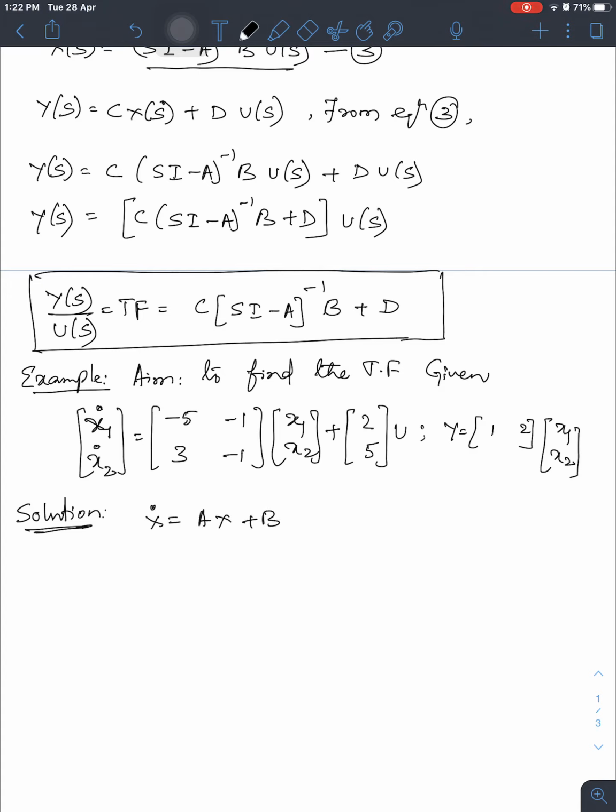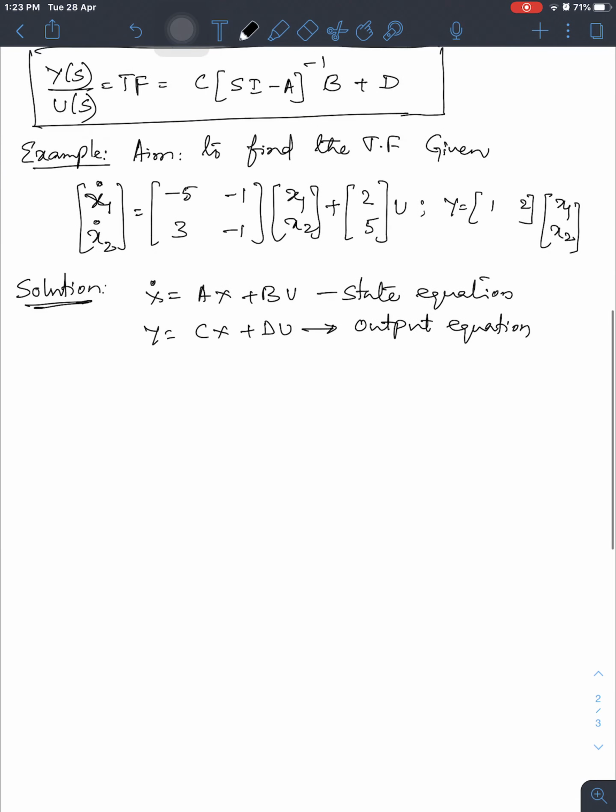This is the state equation. And we have the output equation to be y equal to Cx plus Du. This is the output equation. So if you compare the given two equations with the state equation and the output equation and draw one-to-one correspondence, one can easily write the various matrices A, B, C, D.